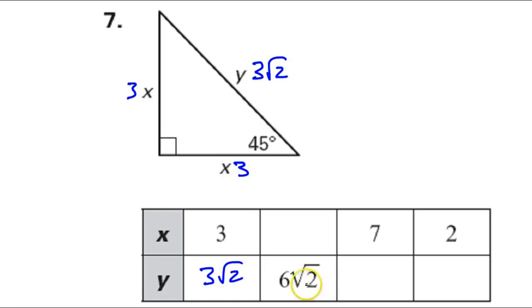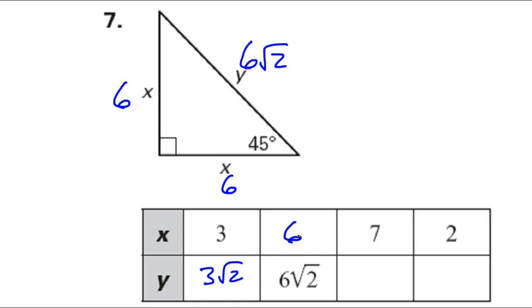Okay, on the other hand, for this next slot, we are starting all over again. And we're saying if y is 6 radical 2. So that means here we have 6 radical 2. Then what must x be? Well, if y is 6 radical 2, then x must be 6 and 6. So, because it would be 6, 6, 6 radical 2.